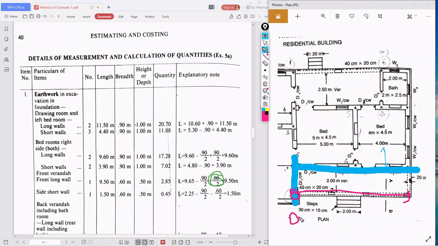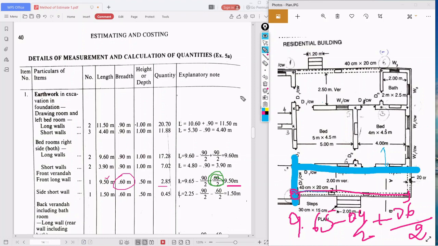So 9.65 minus 0.9 by 2 minus 0.9 by 2 here plus 0.6 by 2. It is for the long wall. So what is the length? It is 9.50, okay, 9.50 we have taken. What is the breadth? That is 0.6 meter. Okay, front long wall, so 20 centimeter wall, and the breadth is 0.60 meter. What is the height? 0.50 meter. Multiply, you will get 2.85.